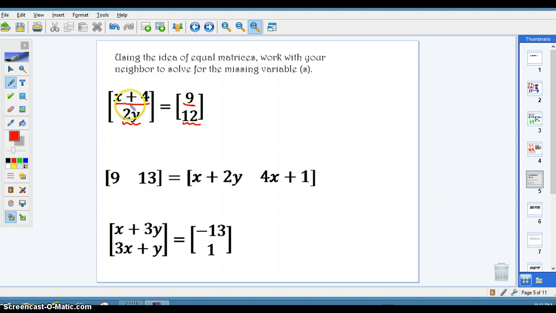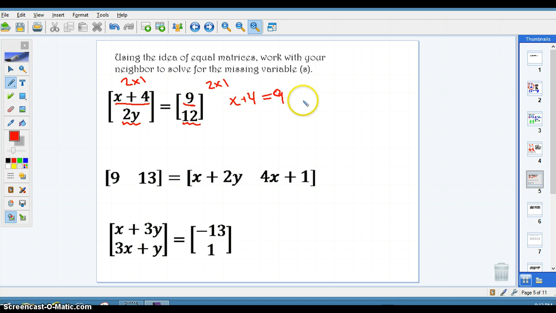Okay, so did we figure out what x is up here? If these have to be equal matrices, then they have to have the same dimensions and they have to have the same cells in the same exact places. So this one over here looks really easy. This is 9 and 12. This is a 2 by 1 matrix, so this has to be a 2 by 1 matrix also. And if you look at what I underlined, this cell right here is supposed to equal this cell. So I can take it out of context and write x plus 4 is supposed to equal 9.